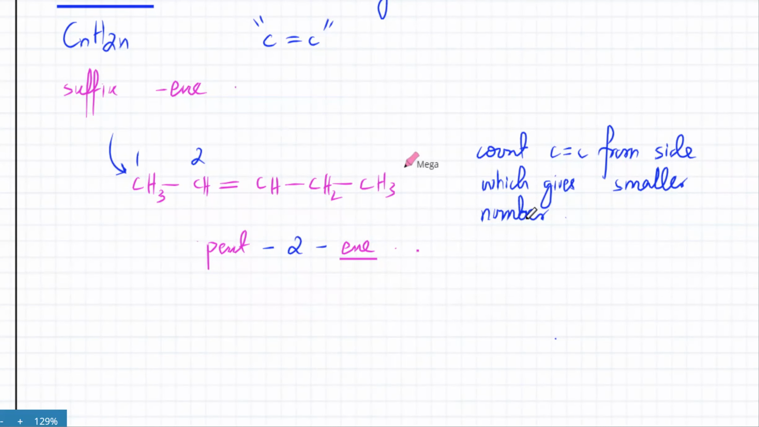So this is pentene. Then there are going to be other scenarios where there might be 2 double bonds. So, for example, if I have a molecule and the molecule has 2 double bonds.